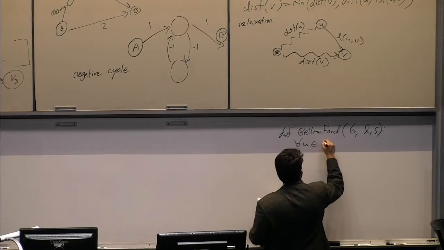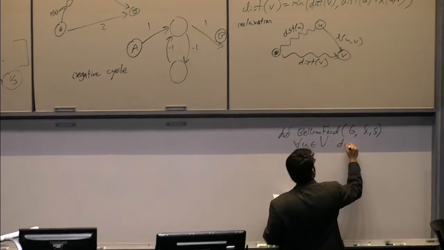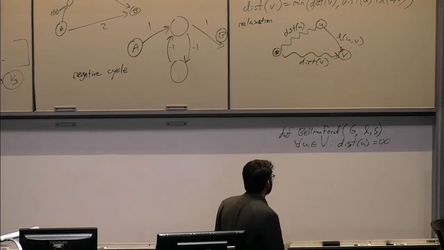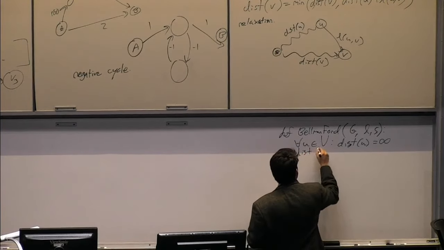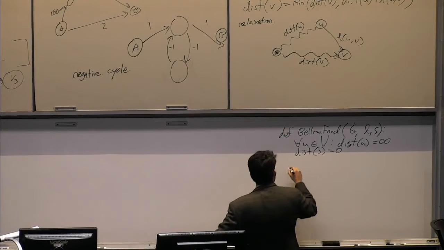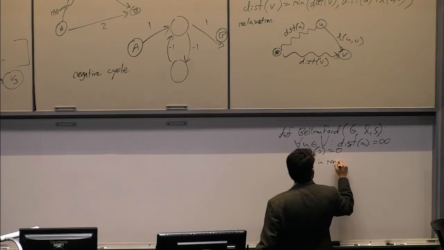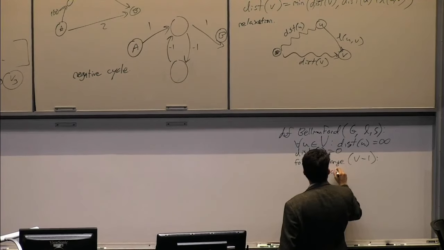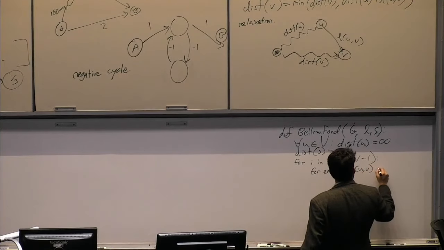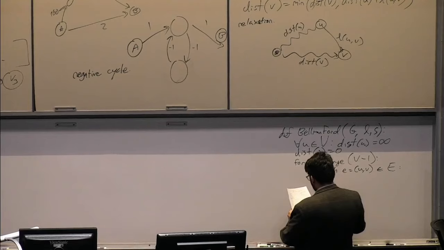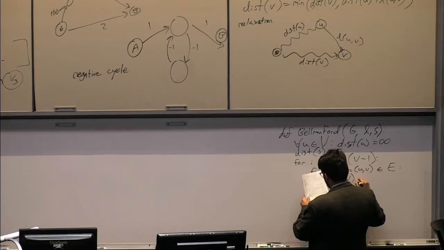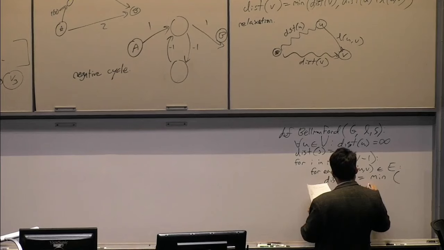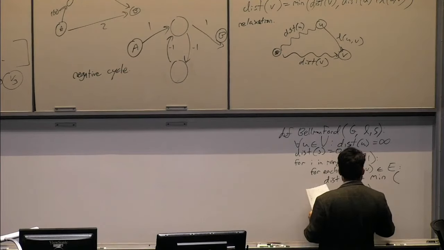For all U in V, dist of U is going to be infinity. So you're going to update every vertex to have infinite distance from the start. But then the start, you'll update to have distance 0 from itself. Great. For i in range V minus 1, for each e equals (U, V) in E, dist of V takes on the min of dist V and dist U plus L of UV.